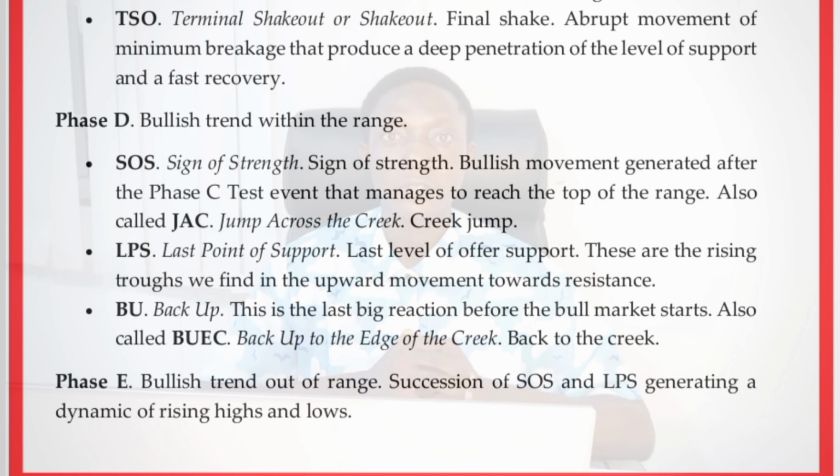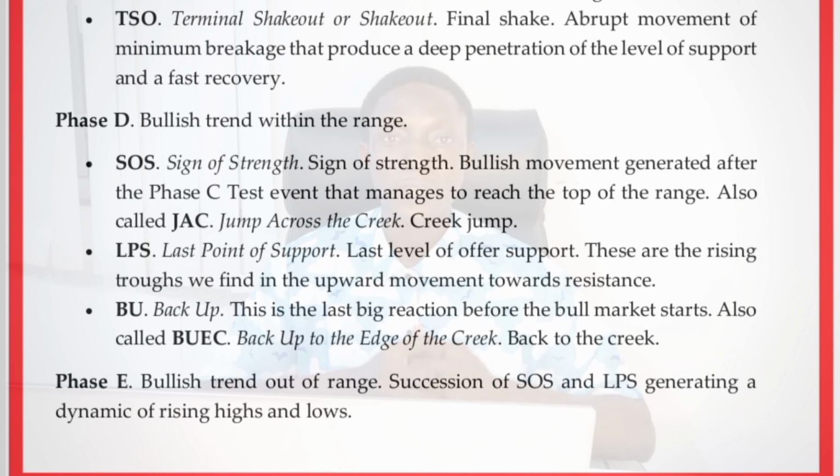So if there's any hindrance, then they won't take that trade to the upside, because they will encounter a lot of resistance. So that's why they do those checks. Phase D. So in phase D, we have the SOS, which is sign of strength, and also we have backup, and we have the last point of support.